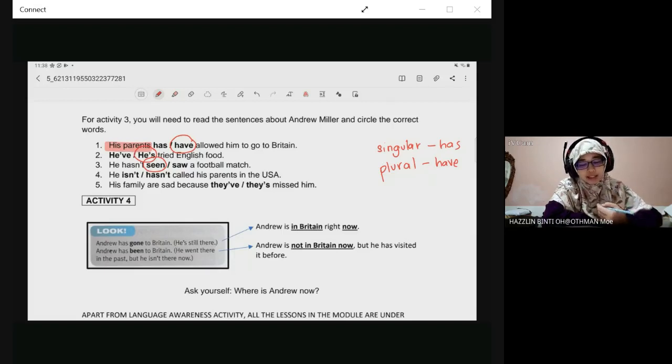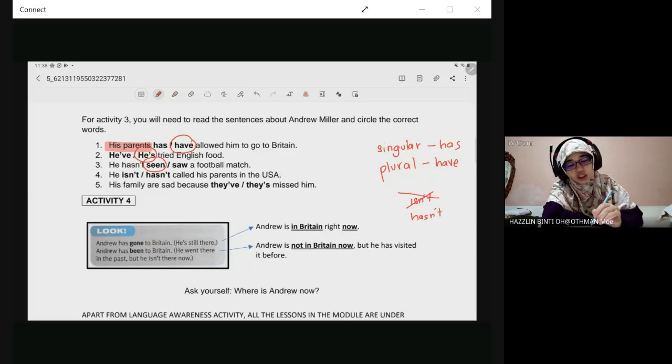Okay, next. He. This is singular, but which one is the correct one? Are we supposed to use "isn't" or "hasn't"? Hasn't. Yes, very good. We're supposed to use "hasn't", not "isn't". Okay, so the answer is he hasn't called his parents in the USA.